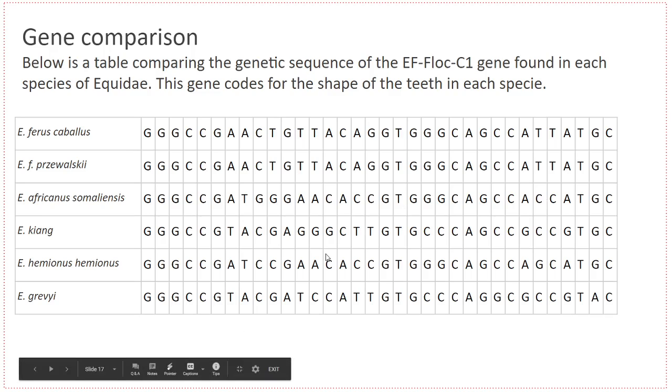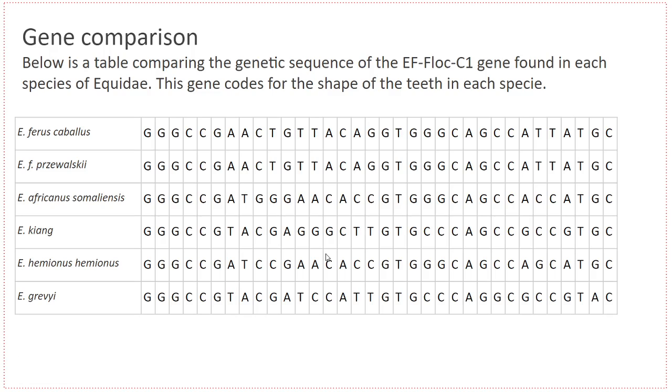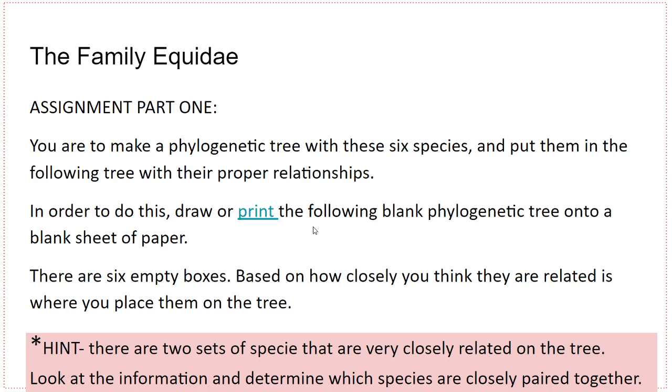You're going to have to dig through it and take a look at it, and you're going to have to explain to me in a couple of paragraphs how you did this. So pay attention to what you did. Okay, so the assignment has two parts. Part one is you're going to make a phylogenetic tree, and I'm going to pull that up here real fast.